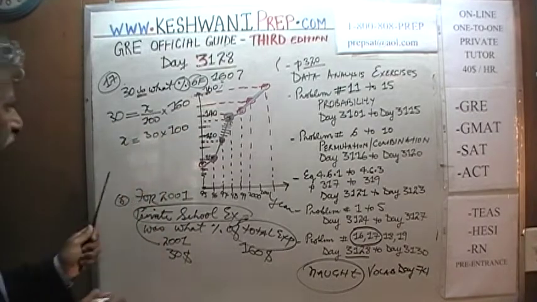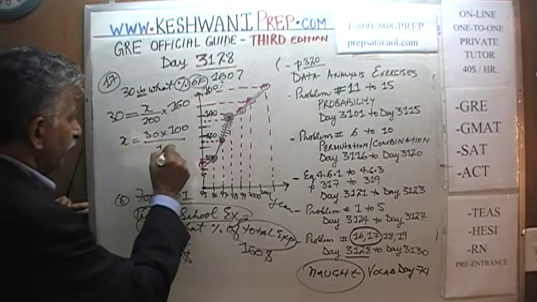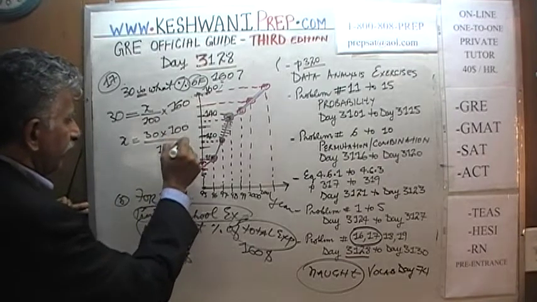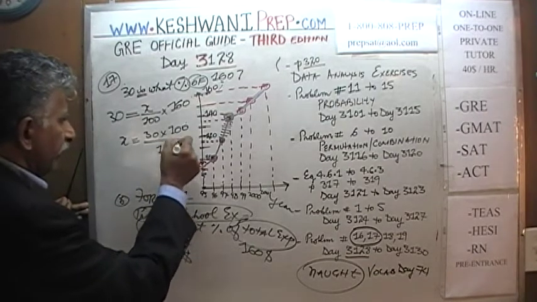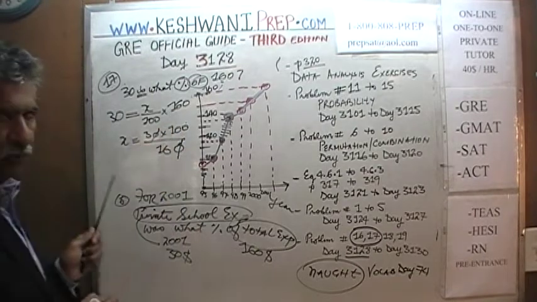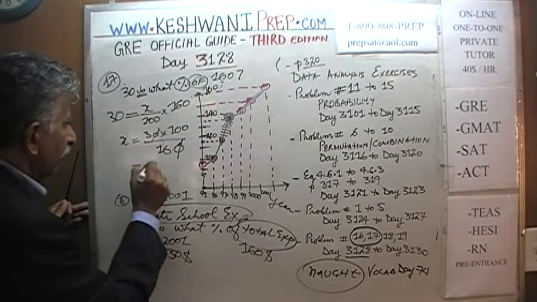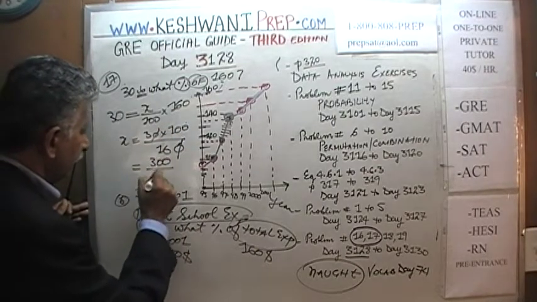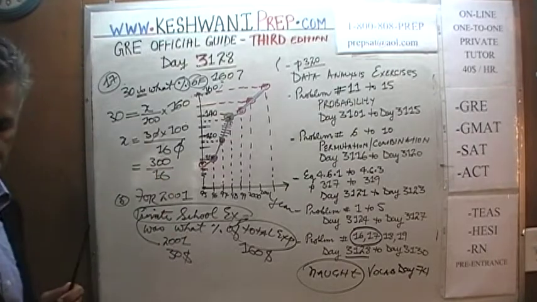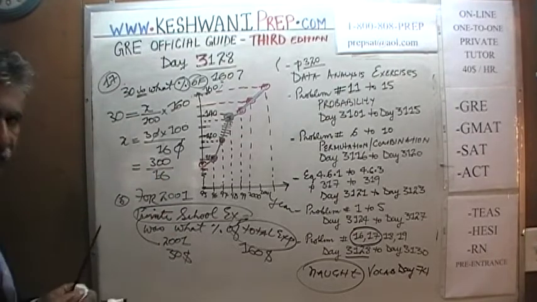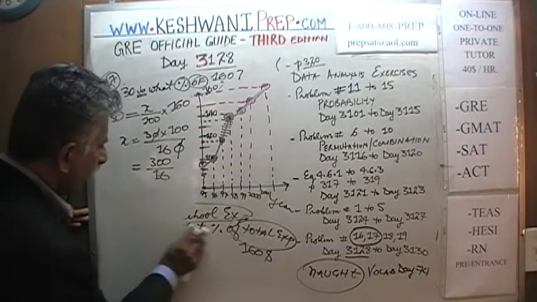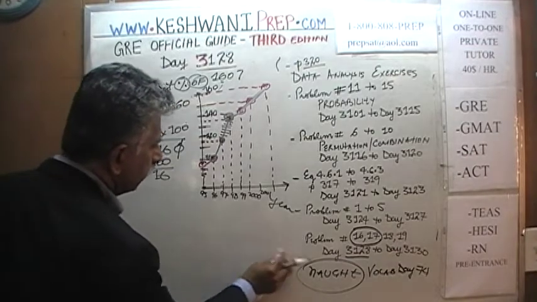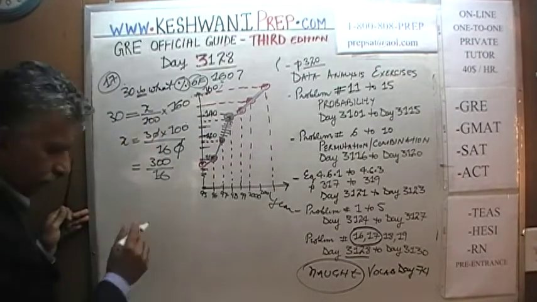In other words, isolate the x. Divide by 160. Just divide top and bottom by 10. If you divide top and bottom by 10, the 0 goes away. Essentially what we're looking for is 300 divided by 16. That's what we're looking for. Let's find out what that is, 300 divided by 16, shall we?